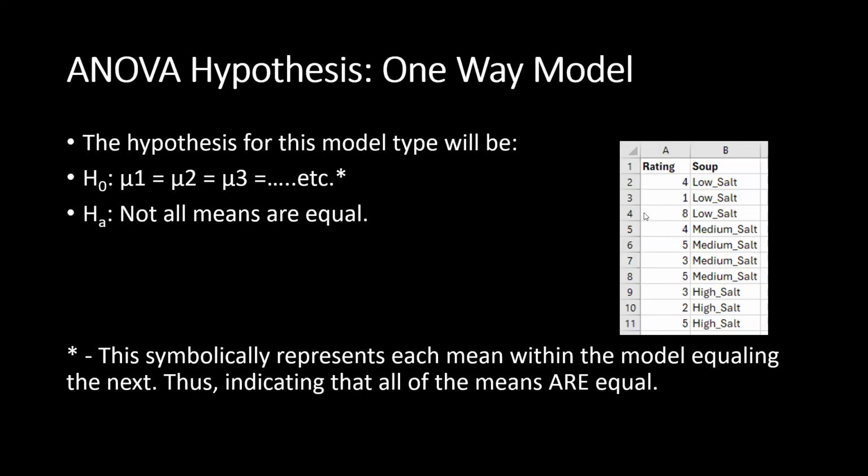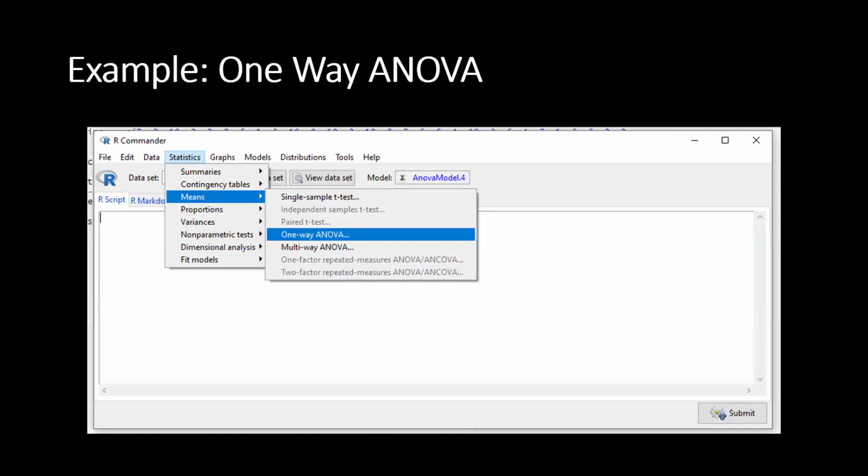And as far as these categorical groupings are concerned and how the data has to be structured for the RCommander to appropriately be able to apply the one-way model methodology, it has to be structured in a model which is similar to what we have here. So here is how we're going to apply the one-way ANOVA methodology. From our RCommander menu, we select Statistics, Means, One-Way ANOVA.